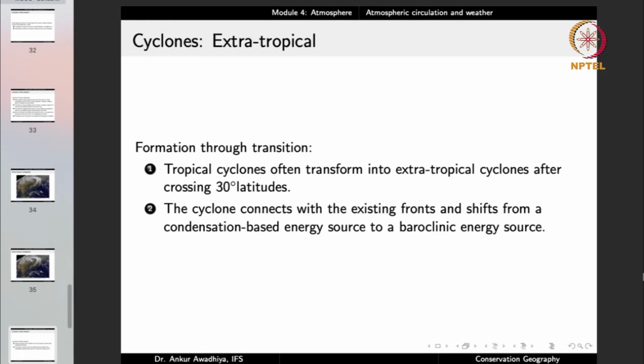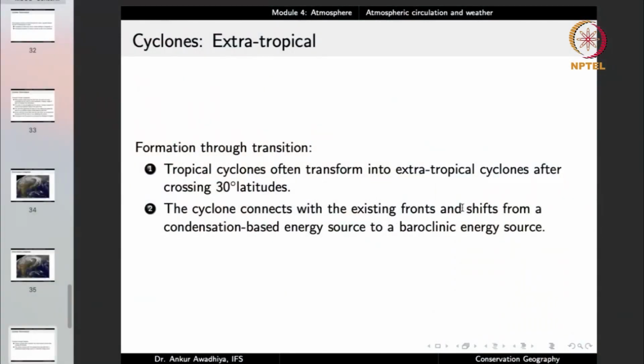The other way of formation is through a transition. So when the tropical cyclones are moving towards the poles, after they cross the 30-degree latitude, they become extratropical cyclones. So what will happen is, either upon landfall the tropical cyclone will finish because it is no longer getting warm sea waters, or otherwise it will merge itself with the fronts that are there towards the poles, and in that case it will change its characteristics.